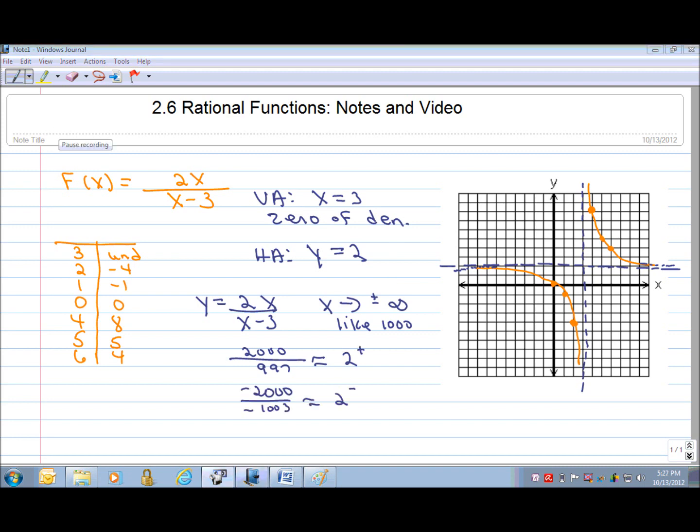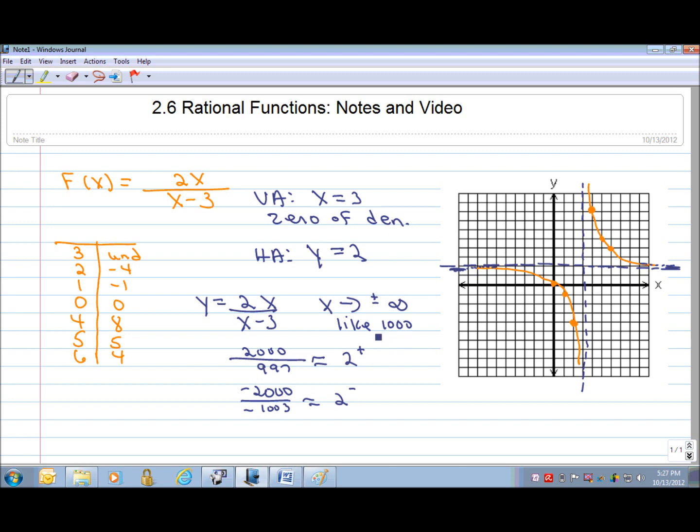Okay, so one more time about our horizontal asymptote. As our x value approaches positive infinity, that goes way out here to the right or way out here to the left. As it gets larger, the x value gets infinitely larger.